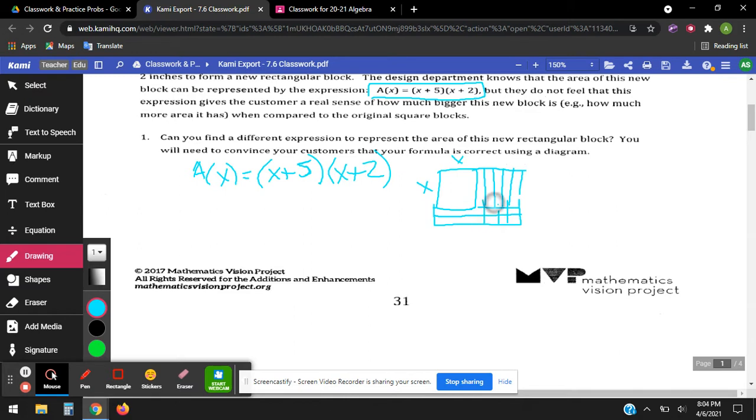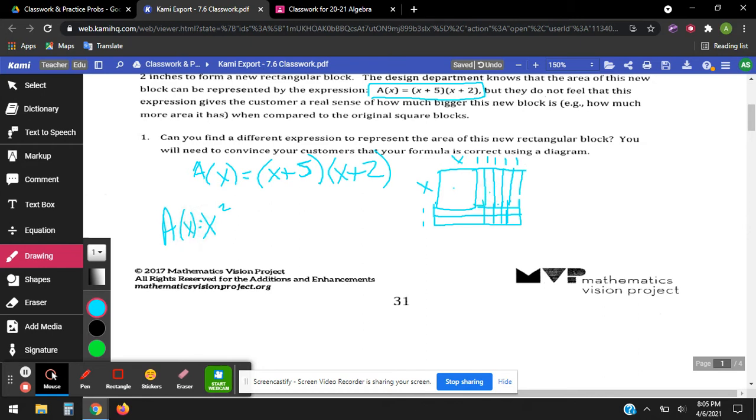Oop, not very good at lining these back up, am I? There. Okay. So what I have going on here, I'm just going to put 1, 1, 1, 1, 1. So 5 and then 2. So I have 1 x squared. So my area of x equals 1x squared.